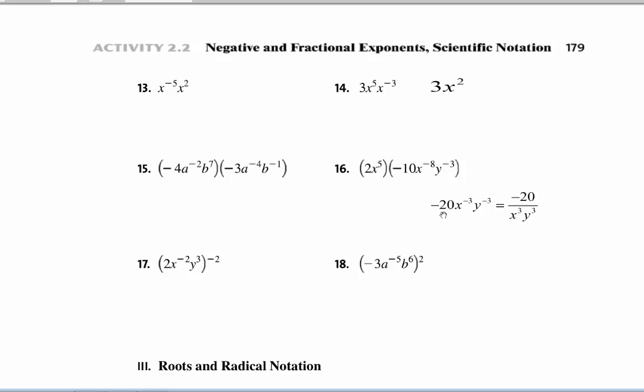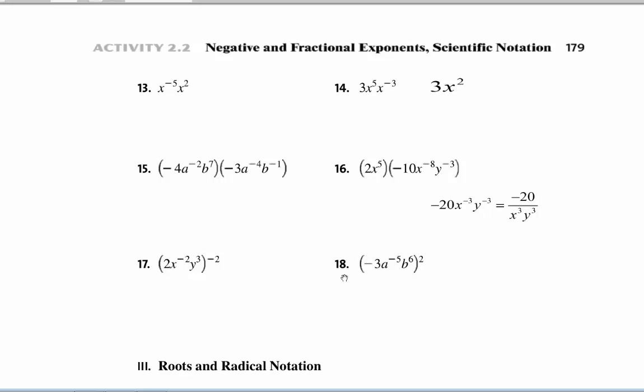Okay, so we have the 2 times negative 10. There's my negative 20. X to the 5 times x to the negative 8. There's my x to the negative 3, because 5 plus negative 8 is negative 3. And the y to the negative 3 just stays where it is. But I like my answer to be written without negative exponents, so I'm going to bring the x to the negative 3 to the denominator and make it positive. I'm going to bring the y to the negative 3 to the denominator and make the negative 3 positive as well. So my final answer is negative 20 over x cubed y cubed.